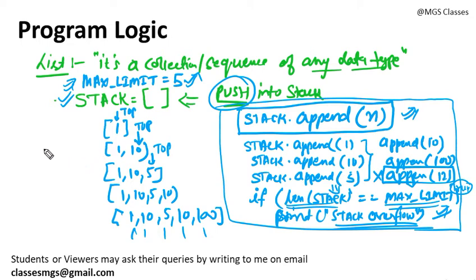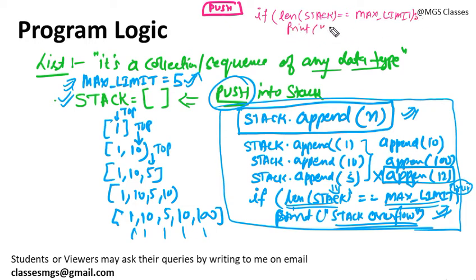So we are going to write the Python code for implementing the push operation on the stack. Let's see here. First I am going to check the condition: if the length of the stack is equal to the maximum limit, that means our stack has no capacity, and we can say stack is overflow.